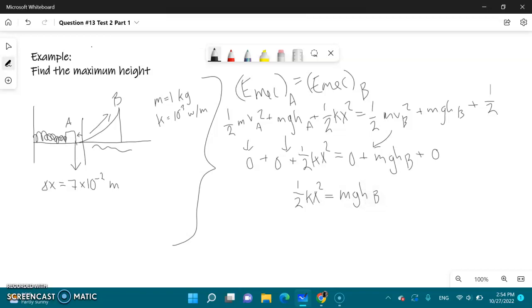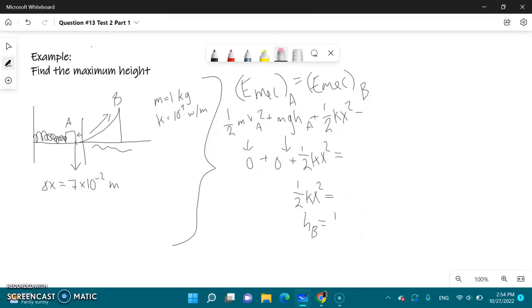And this is the height. So if we work this out, since we only want the height of B, we can put that the height of B is equal to half of k x squared, the spring constant, over m g. And this will be the equation that we're going to work with. So now let me clear this up.